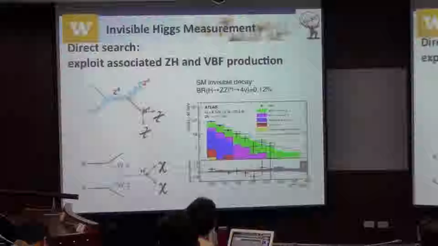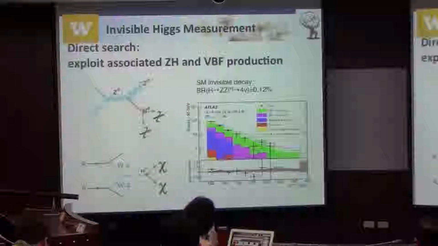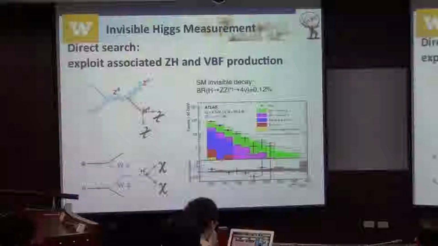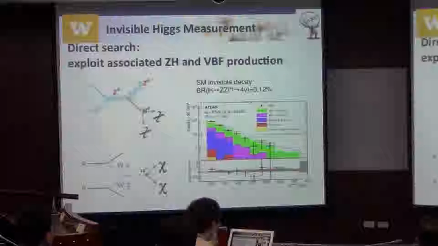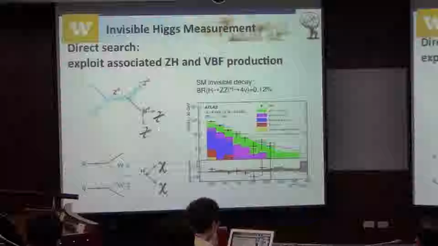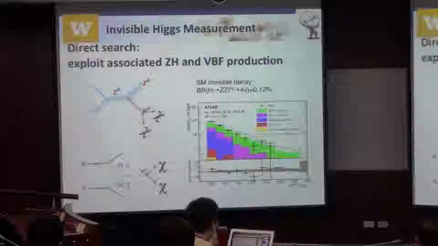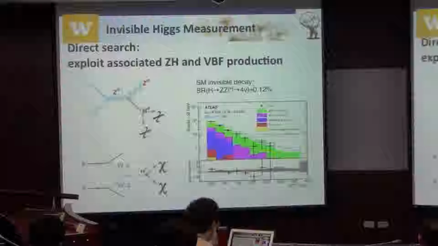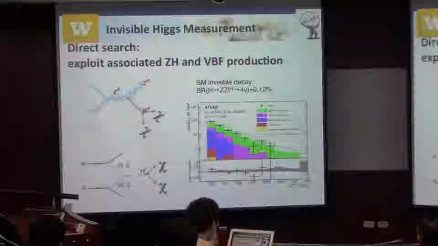Then the other way, we can put in an assumption. We have a way to measure those visible decay channels. But how about the case where the Higgs decays to some invisible object that we cannot detect? Okay, that could be a neutralino, for example. So this is associated ZH production, which is going to decay to dark matter candidates. And this is a VBF production channel where the Higgs decays to invisible particles.